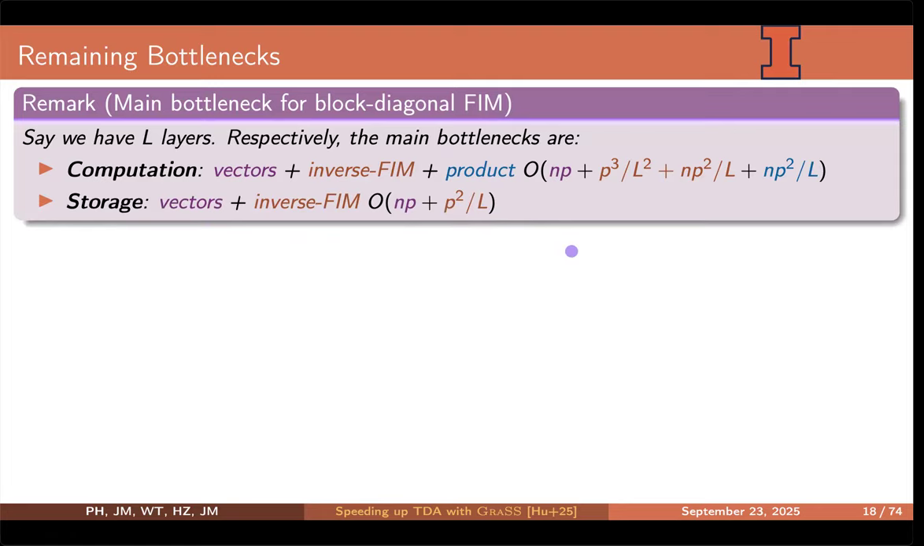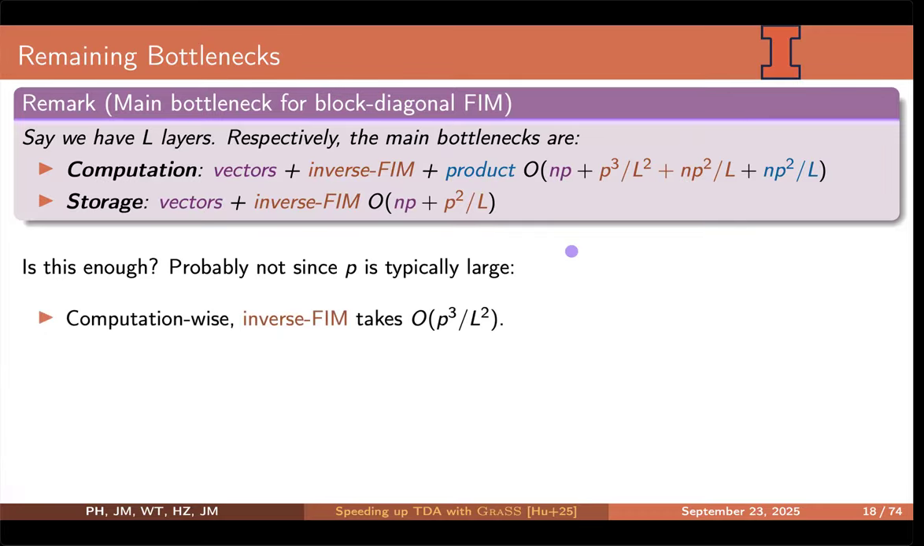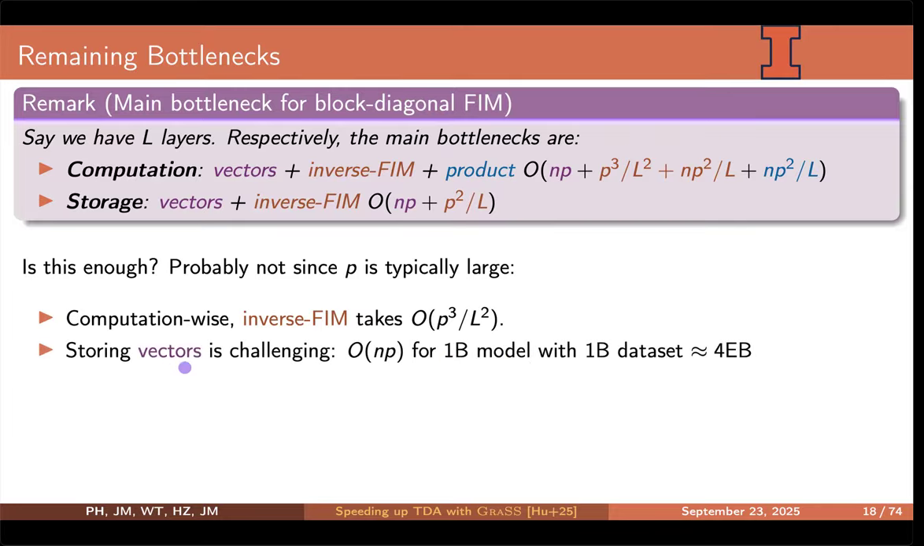Now you should ask, okay, this seems nice, but is this enough? And the answer is probably not, because P is typically very large. So computation-wise, inverse FIM still takes this much time, and storing vectors is also very challenging. It will still take O(NP), which, let's say for a 1 billion parameter model, which is considered, I guess, moderate if not small, and with 1 billion data points, you are going to spend like 4 exabytes, which is just infeasible.